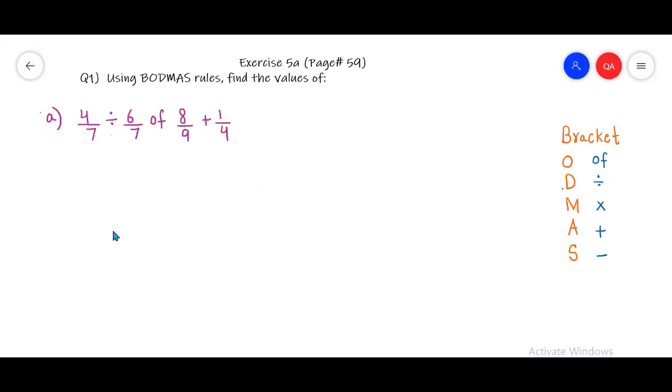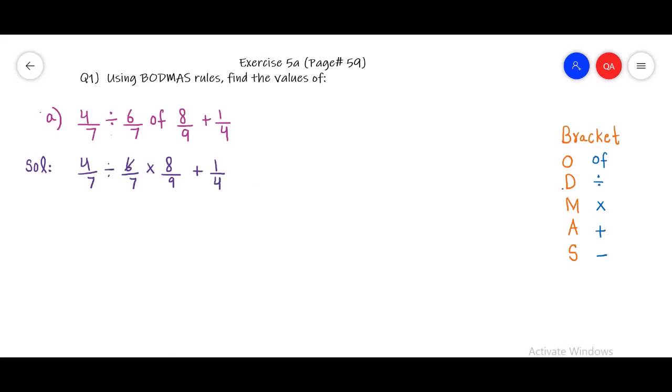Let's solve exercise 5a, in which we will simplify mathematical expressions using the BODMAS rule. In part A, we have 4 by 7 divided by 6 by 7 of 8 by 9 plus 1 by 4. Here we have three operations: of, division, and addition. In the BODMAS rule, O comes first. So first we have to simplify of. We will write 4 by 7 divided by 6 by 7, and of means multiplication, 8 by 9 plus 1 by 4.